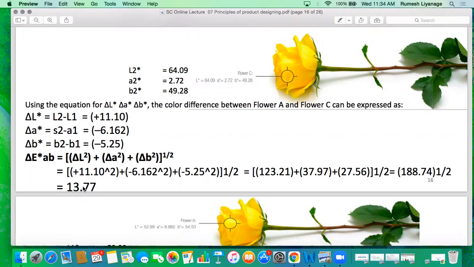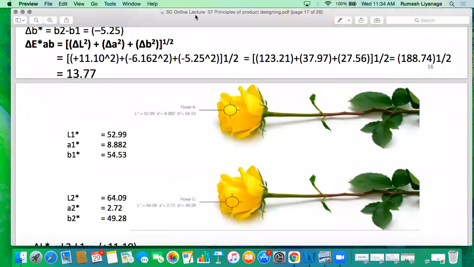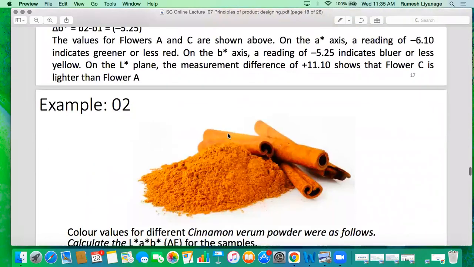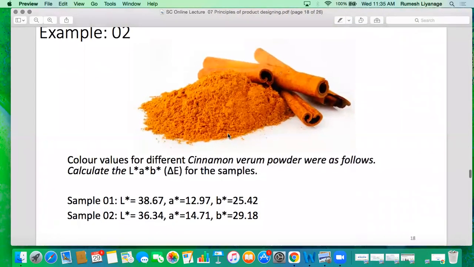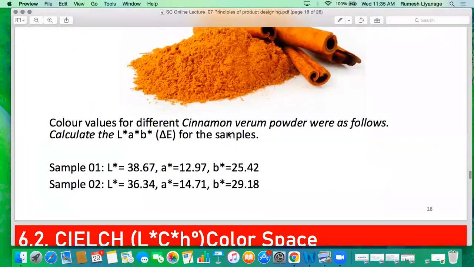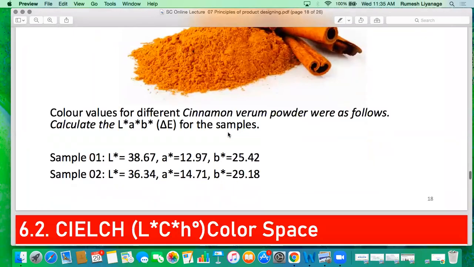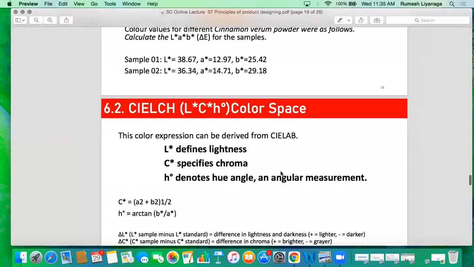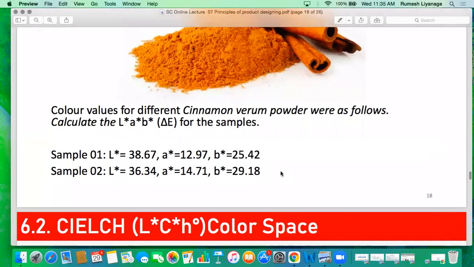Then you can get the delta E value. Now it's okay. Malinder? Yes, sir. Right. Okay, good. So you can do this example. Please do it yourself. For cinnamon, you can see the LAB values and calculate the delta E value. Easy.